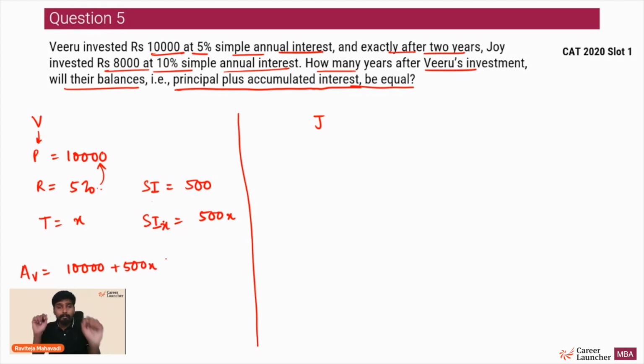Look, it is growing at 5% every year. 5% is 500 rupees. If it is x years, the total simple interest will be 500x and the total amount will be 10,000 plus 500x. That is the amount for Viru.